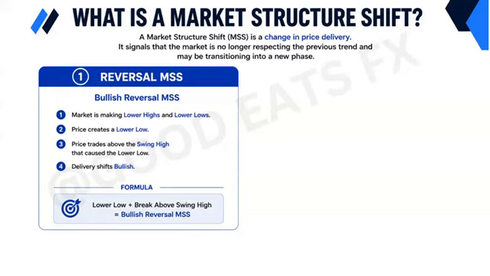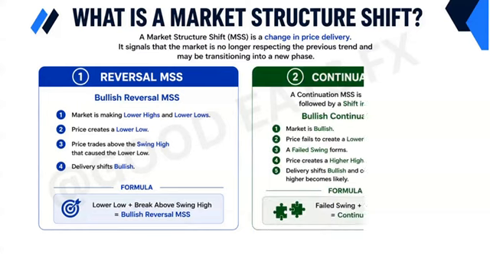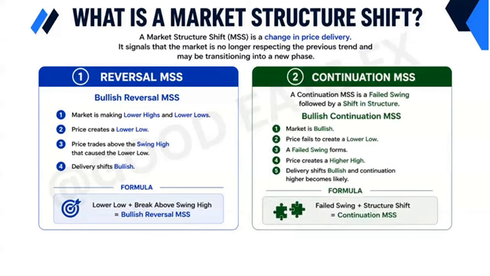So first thing you need to think of is that the market is in a downtrend, making lower highs and lower lows. The second thing we're going to say is price is going to create a lower low. Now, number 3 is the most important. Price will trade above the swing high that just caused the lower low. That is when we deliver a bullish shift. So it's lower low plus break above swing high. That is what creates a bullish reversal market structure shift. Don't worry, we're going to get into some examples right after this, but let me show you what the second type of market structure shift there is.